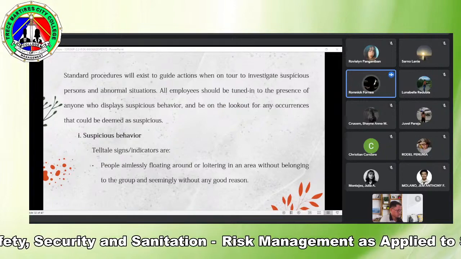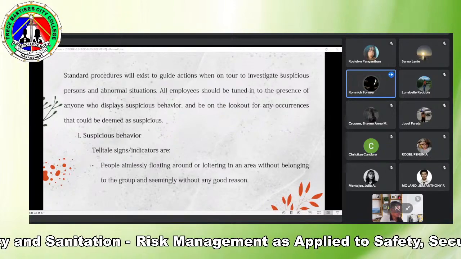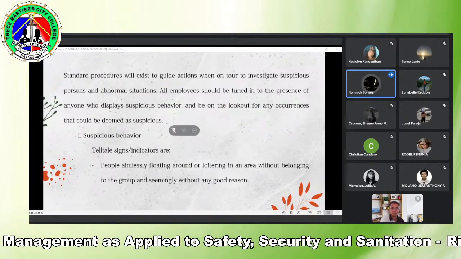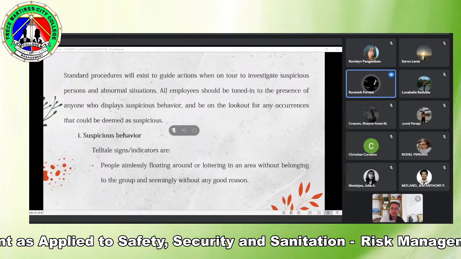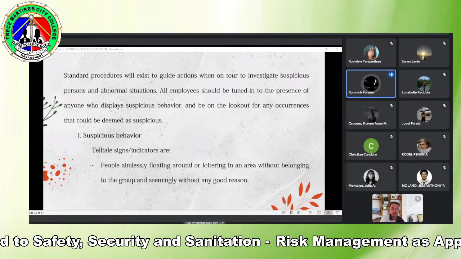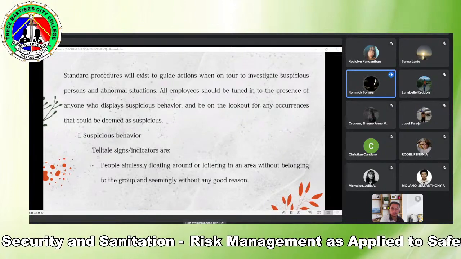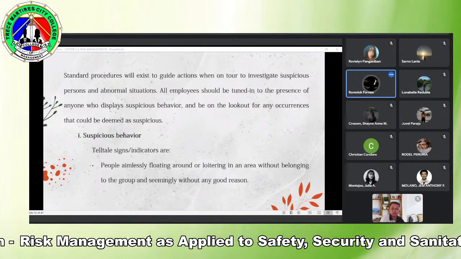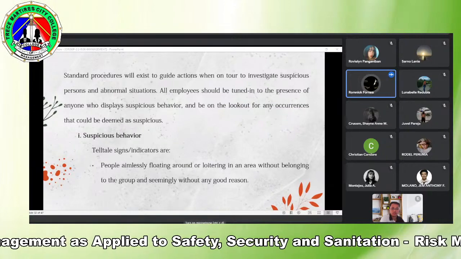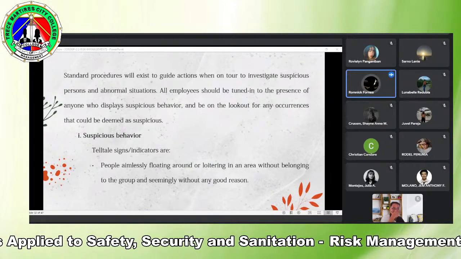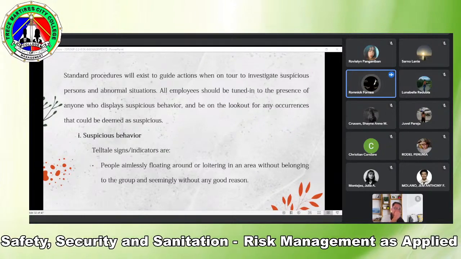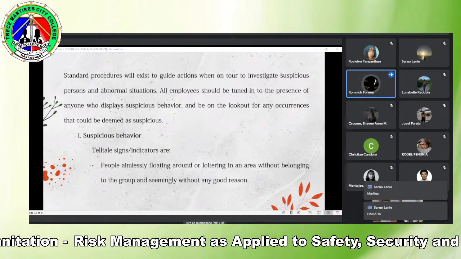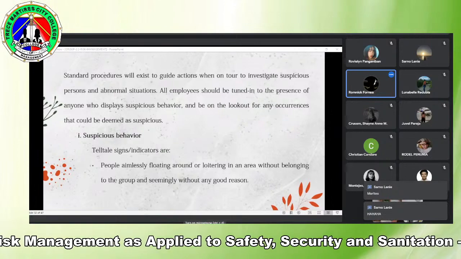Then telltale signs and indicators are people aimlessly floating around or loitering in an area without belonging to the group and seemingly without any good reason. So, ito naman yung nakikisawsaw ka siguro sa mga usapan or grupo ng tao na hindi naman dapat. Tayong mga Pilipino, likas na sa atin yung nakikisawsaw sa usapan ng iba. In short, wag tayong maging marites. Next page.